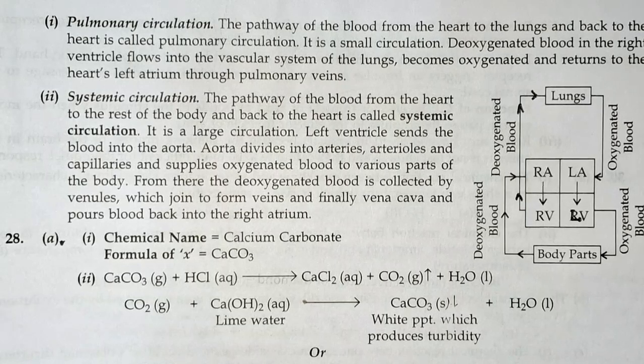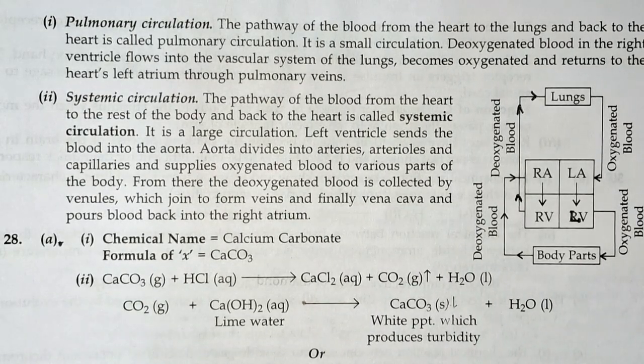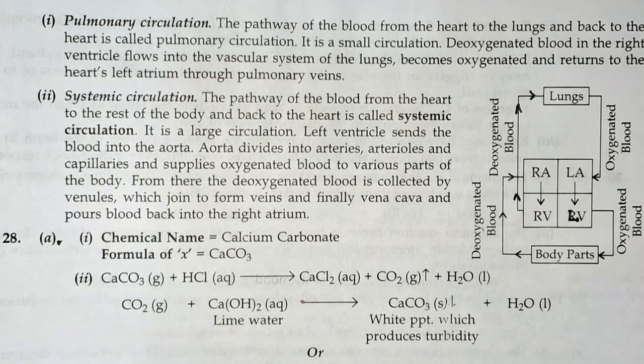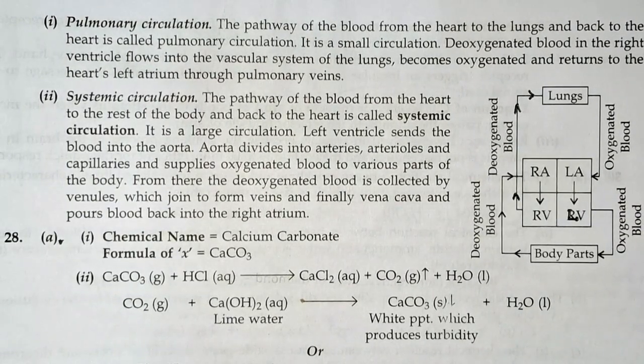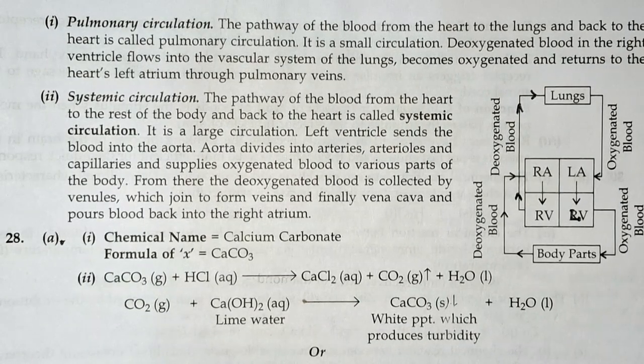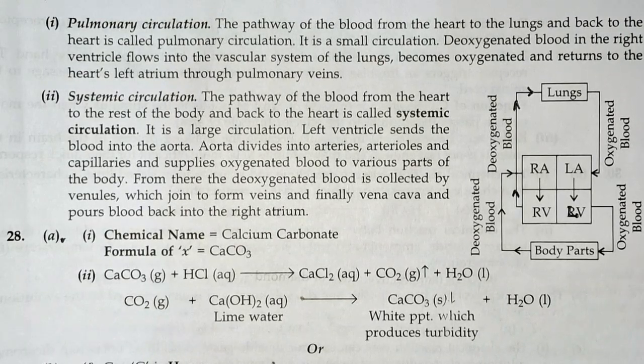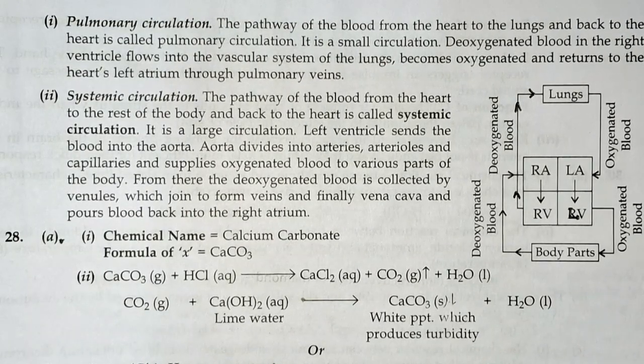Pulmonary circulation. The pathway of the blood from the heart to the lungs and back to the heart is called pulmonary circulation. It is a small circulation. Deoxygenated blood in the right ventricle flows into the vascular system of the lungs, becomes oxygenated and returns to the heart's left atrium through pulmonary veins.